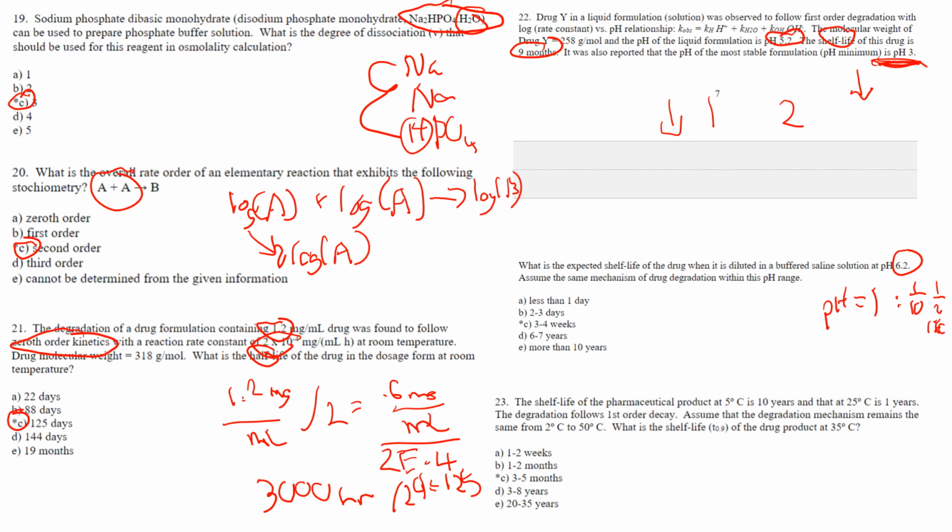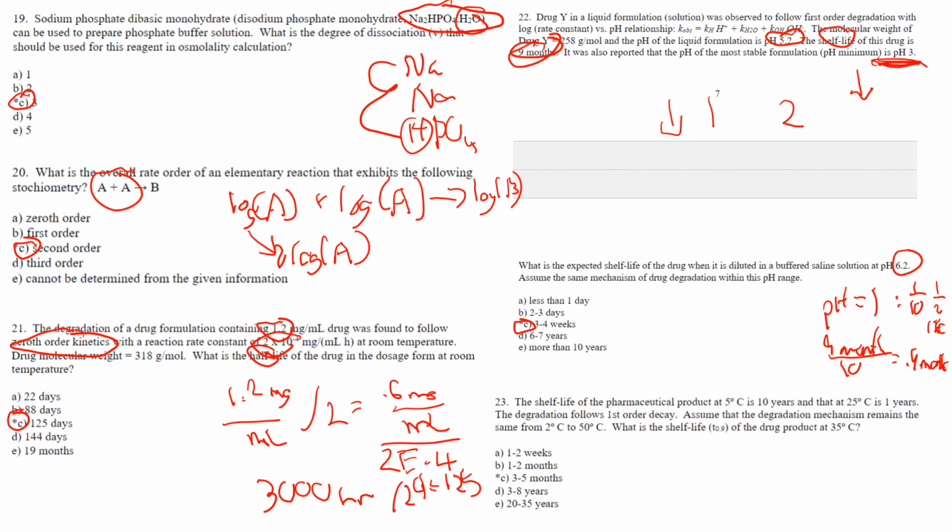So we have a half-life of 9 months at 5.2. We're moving away from 3. So we're just doing 9 months over 10, which equals 0.9 months. I don't know what 0.9 months are, but 3 to 4 weeks sounds right to me, right? It wouldn't be 6 to 7 years. That wouldn't make sense. It's not days. So there's really only one answer that makes sense here.